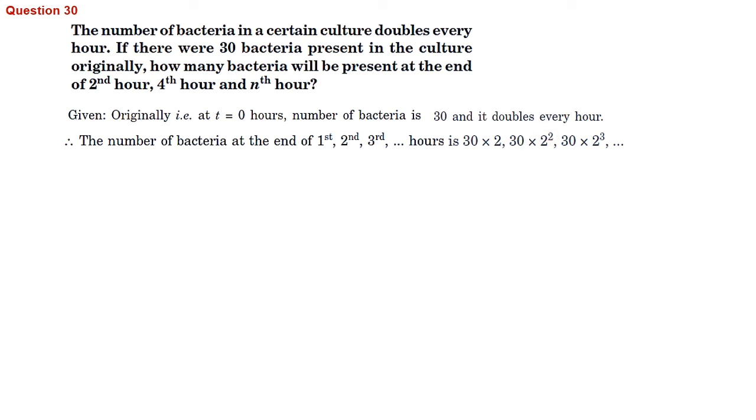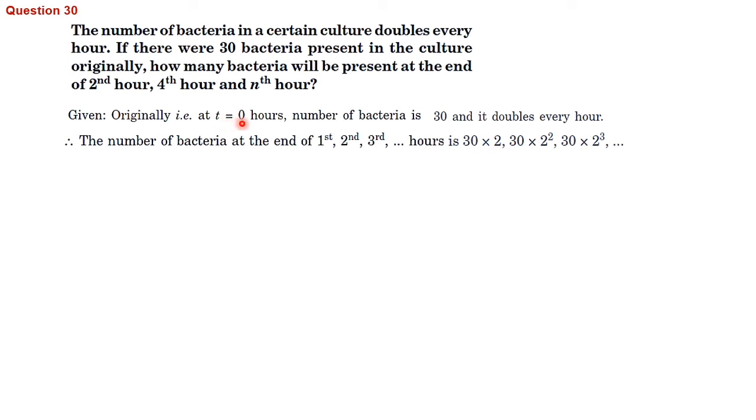2 square means 4 into 30, 120. Next this 120 becomes 240. Doubles, it means 240. How can we write 240? By connecting 30 and 2 square, that is 30 into 2 cube. And it goes on like this. So our aim is to form a geometric progression. That is what our aim. Once again, let's check how we have formed the geometric progression.